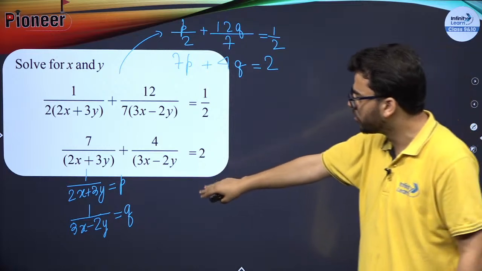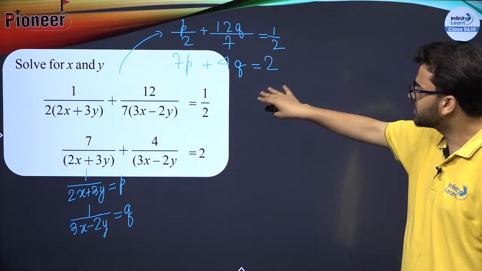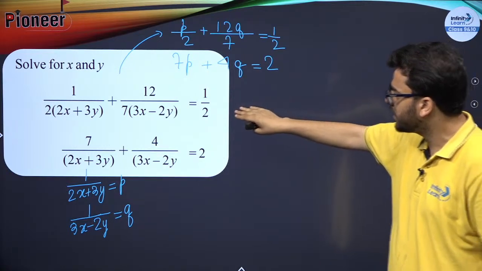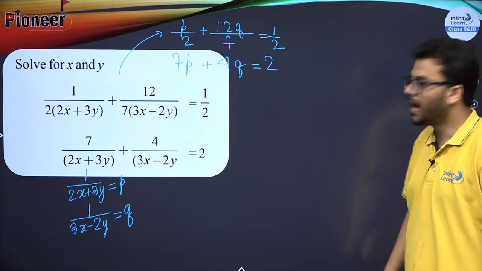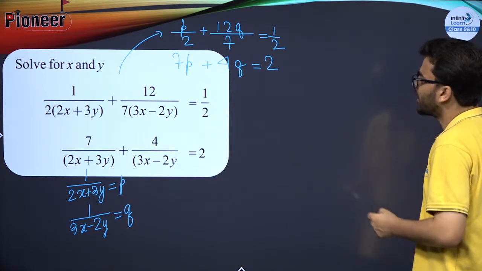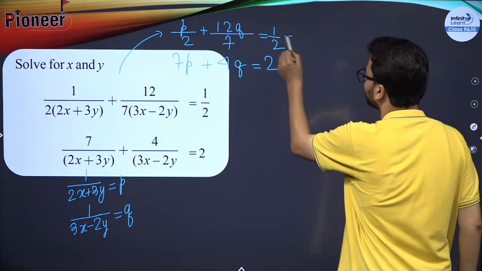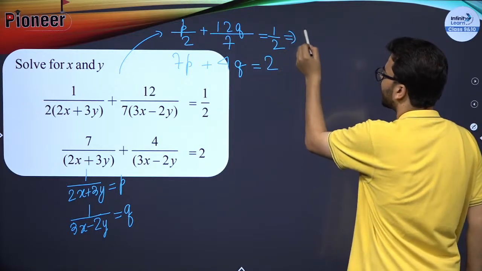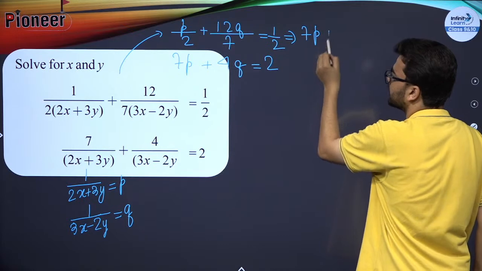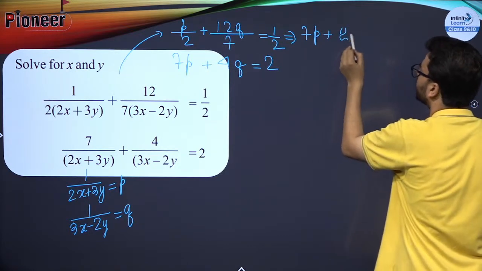3x minus 2y, that is q. Okay. So that is p by 2 and this is 12 by 7q, 7p, 4q. Yeah, that is correct. I hope this is clear up till here. So what I can do over here, can I take LCM in the first case? So what will I get? 7p plus 24q, right?